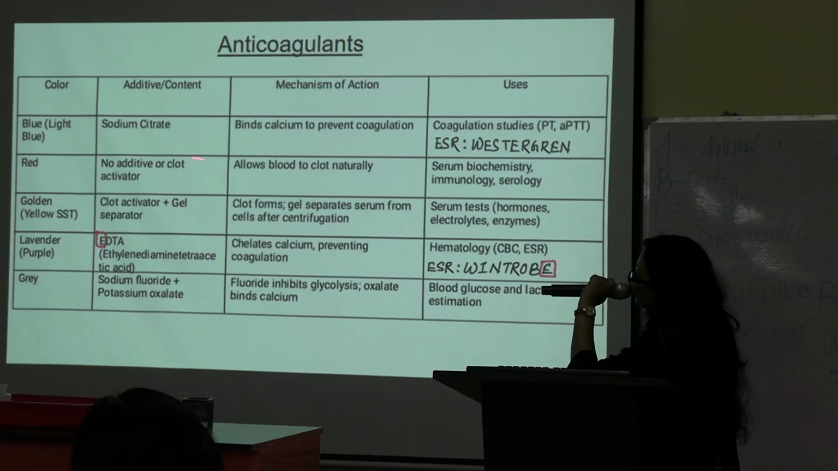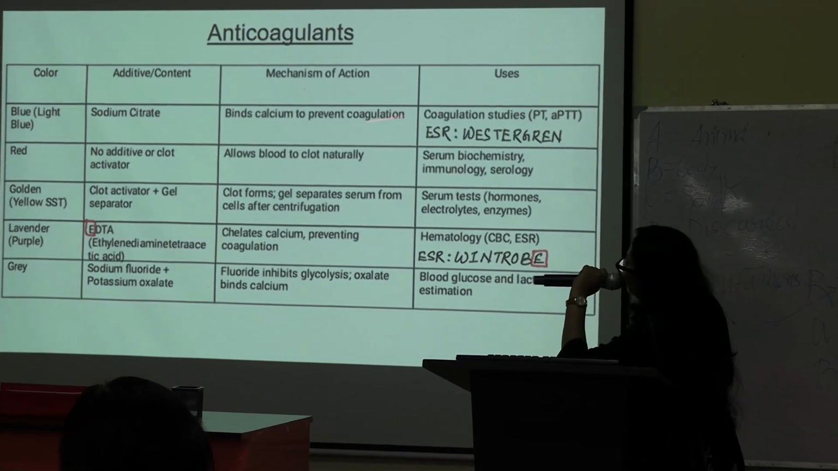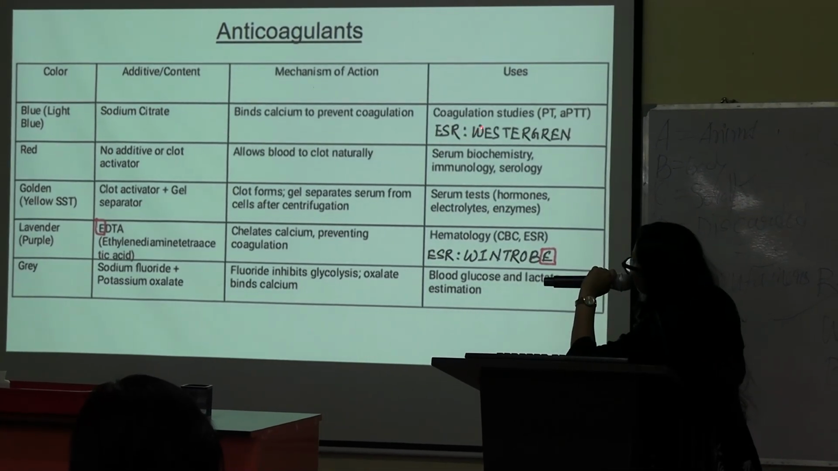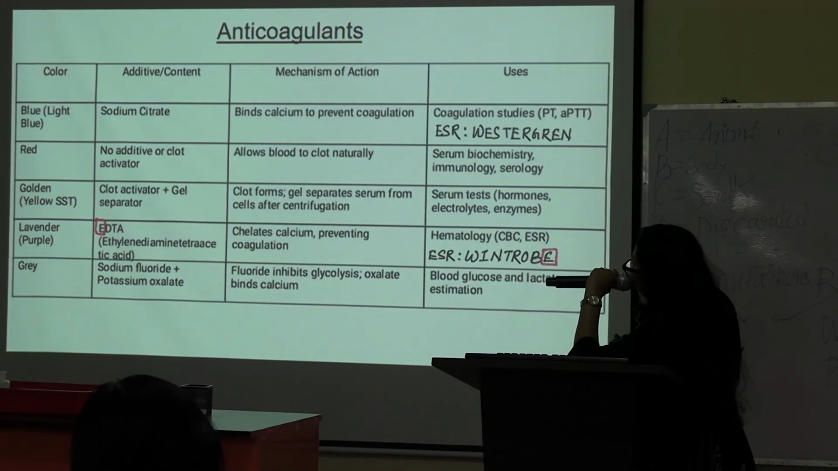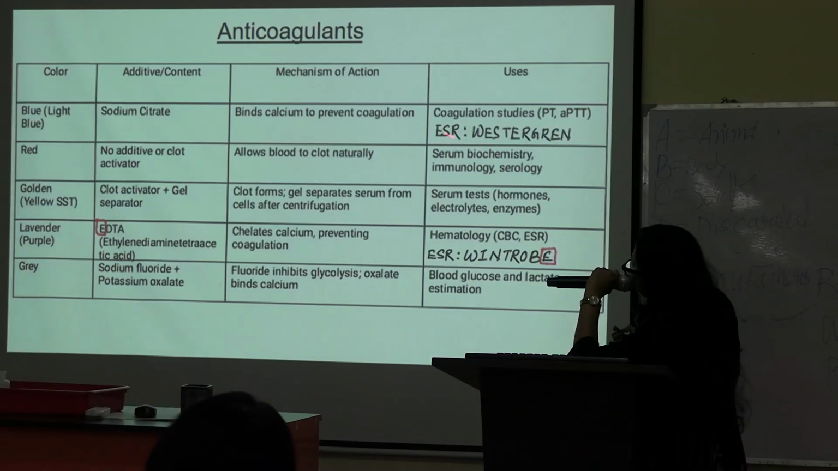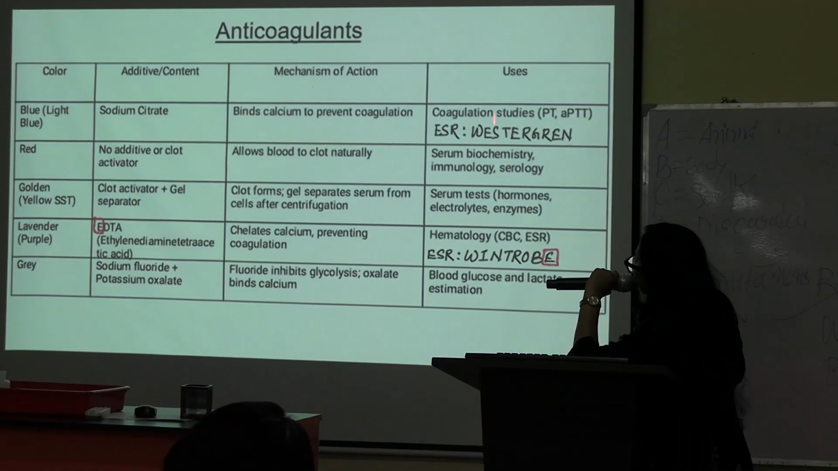Now, this one, blue one, which contains sodium citrate, the uses are coagulation studies like PT, APTT, D-dimer, FDP, etc., and also used for ESR. So as you can see, this is also used for ESR and this is also used for ESR.